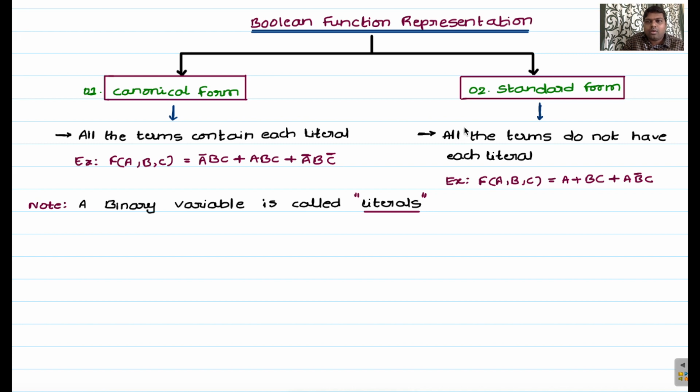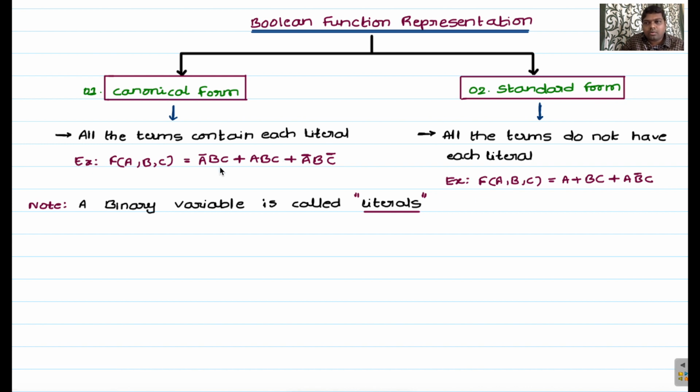Already we know a literal is nothing but a variable. So a binary variable is called a literal. Okay, and now I am taking one example here. F of ABC. F of ABC means the function which involves three variables, right? Those variables are A, B, C. So here the function is A bar BC plus ABC plus A bar BC bar. So this is our function, which involves three variables A, B, C, right?